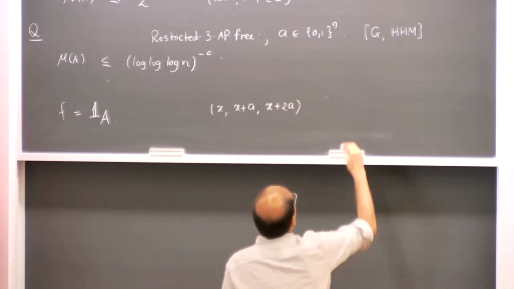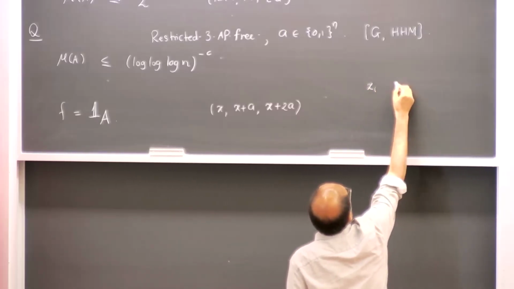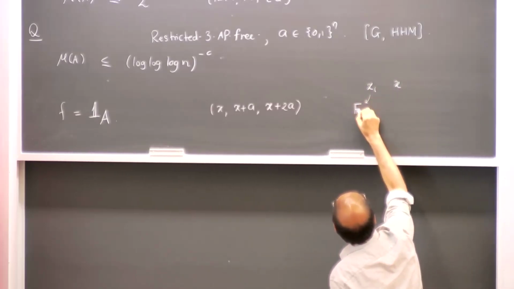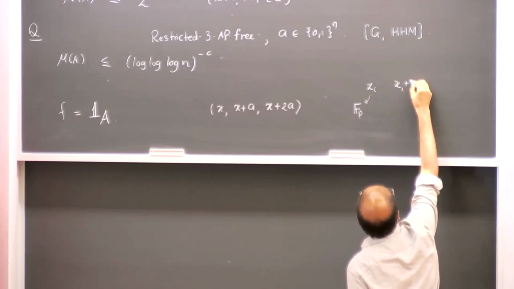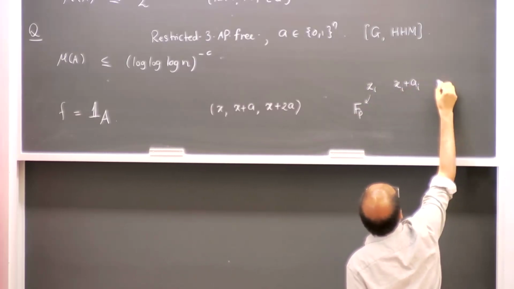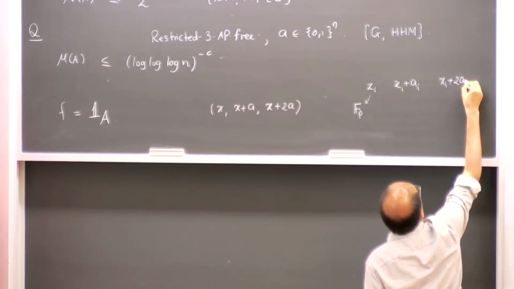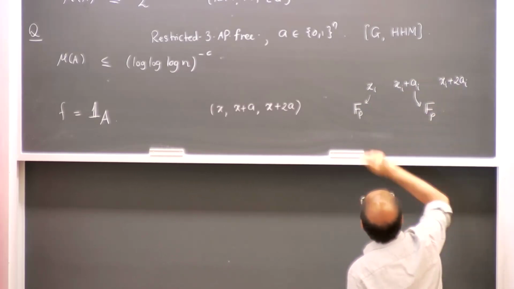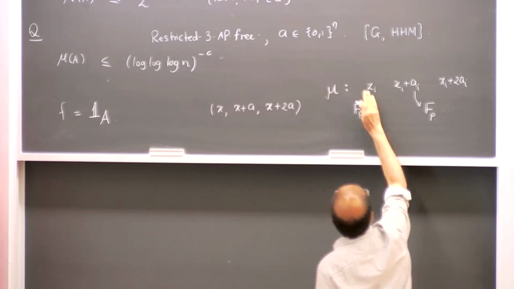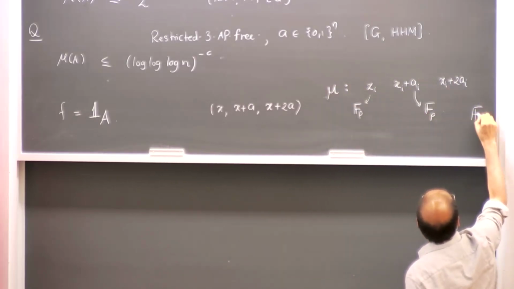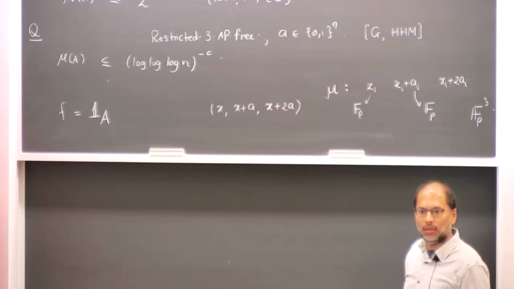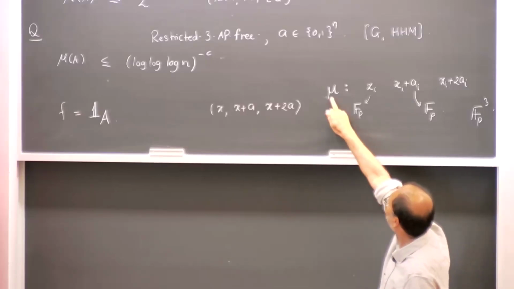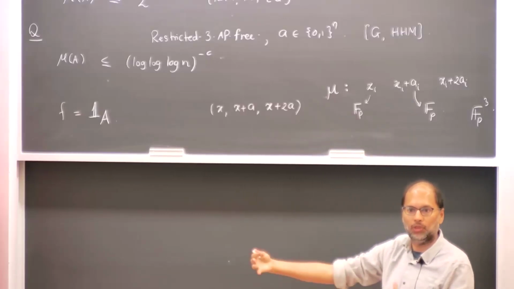Which amounts to picking on each coordinate xi as a random element of Fp. Then you say the next coordinate is xi plus ai, and then it's xi plus 2ai, right? On each coordinate independently. And ai would also be a random element of Fp. So this is some distribution mu on Fp to the 3, and you pick 3 points from the product distribution mu to the n. Okay? This is how you would pick a random 3 AP.